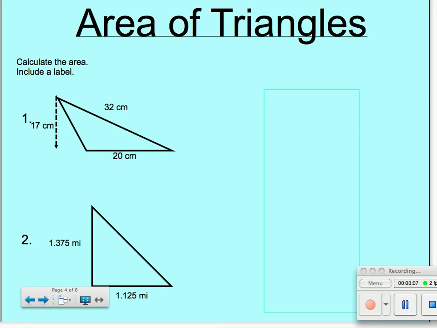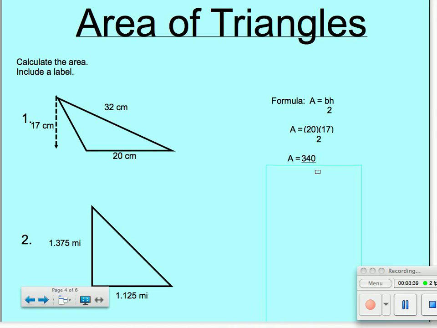But if we look at example 1, you can see that our dashed line this time, our height, is 17 centimeters. And that's coming down to our base, which is 20 centimeters. The 32 centimeters, it's more information than we need to find area. And like I said earlier, you always have to just identify the height and the base in order to find area. So of course I'm going to start with my formula. I'm going to plug in what I know, my base and my height. I'm going to multiply those two values together and then divide it by 2. So the area for example 1 is 170 square centimeters. And you're done, that's it.